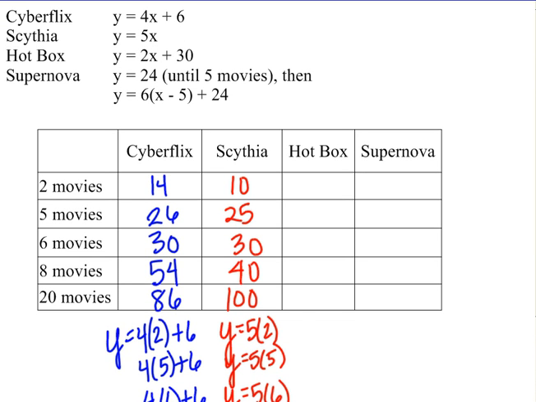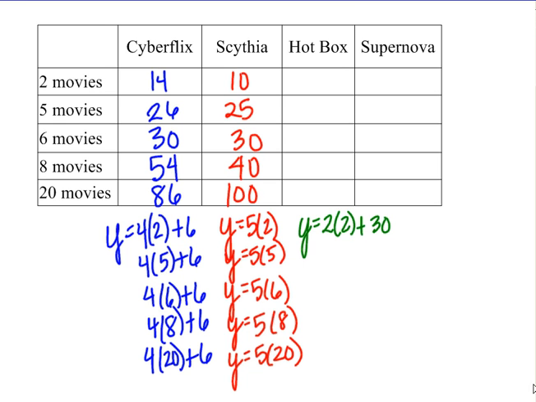The next group we're going to look at is Hotbox. And we came up with the equation y equals 2x plus 30. So when we analyze just 2 movies, we're going to put a 2 in that x spot and start to figure out our numbers. So 2 times 2 is 4, plus 30 would give us $34. If we're going to rent 5 movies, 2 times 5 is 10, and 10 plus 30 is $40.